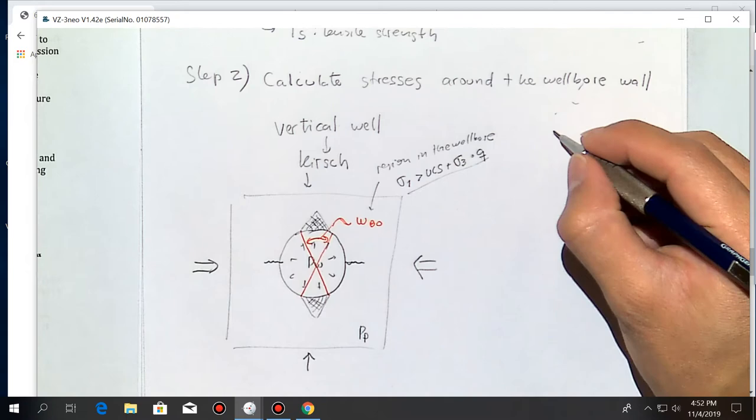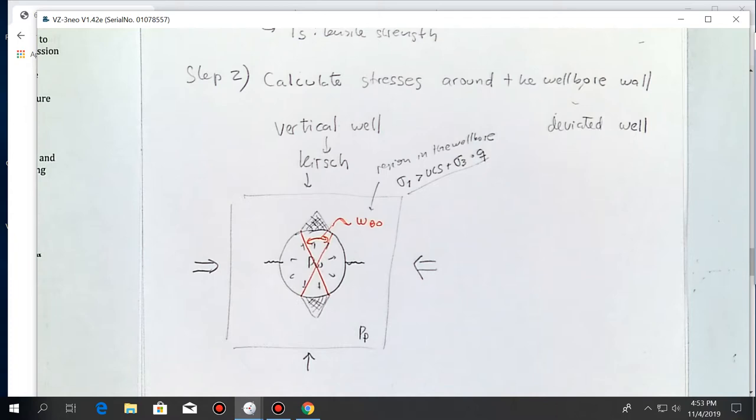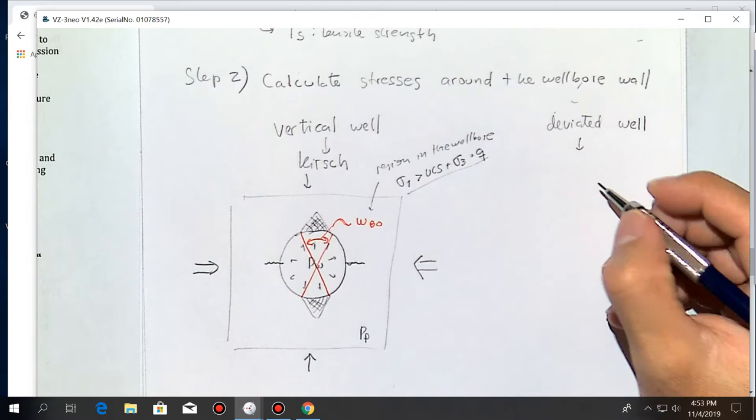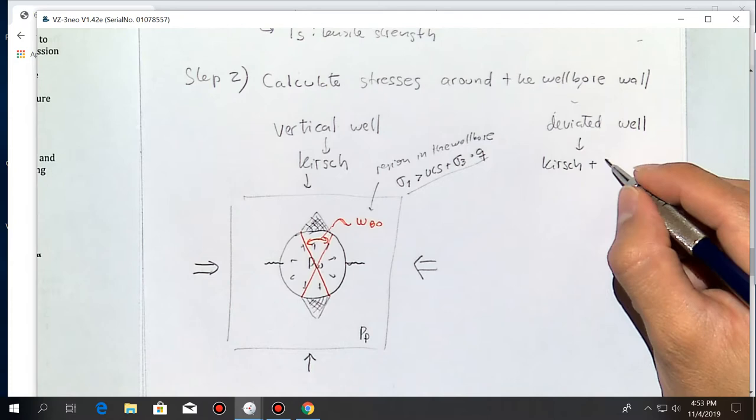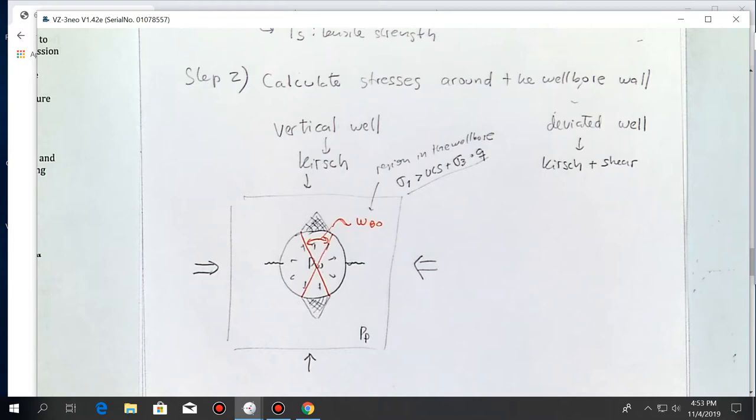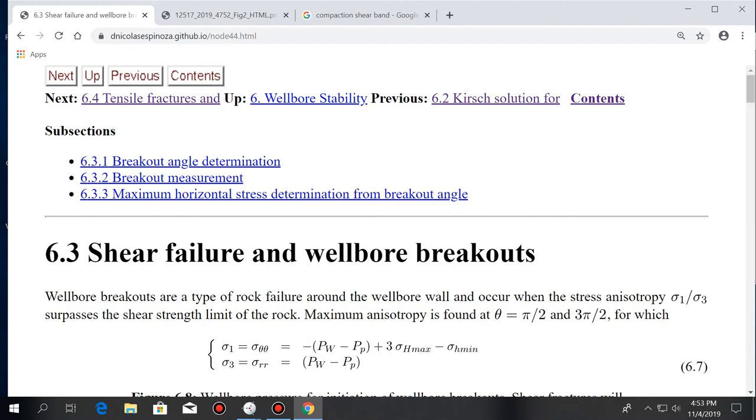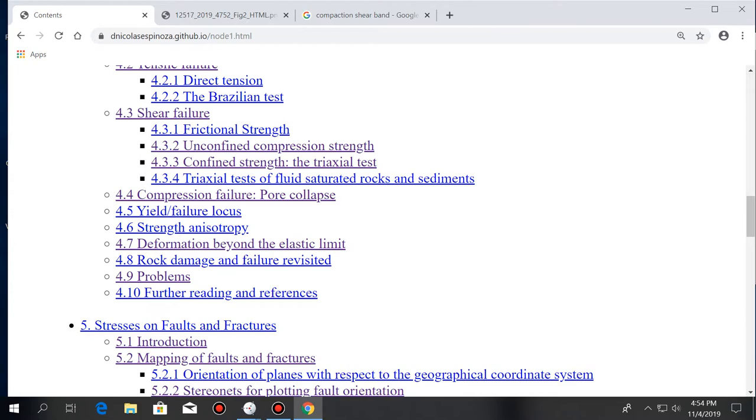For the deviated wellbore, not that much. So for a deviated well with isotropic elasticity, you're going to use Kirsch plus far-field shear stress. If you remember when we talked about the Kirsch equation, it was just a solution whenever you have normal stresses which are different in two directions. But we missed one component, which is shear. And in a deviated wellbore, that's going to be the case, because a deviated wellbore is not necessarily going to coincide with the direction of the principal stresses. And because of that, you're going to have shear. So how do you solve for that? You're going to have to do a little bit of coding, because you're not going to be able to solve this manually.